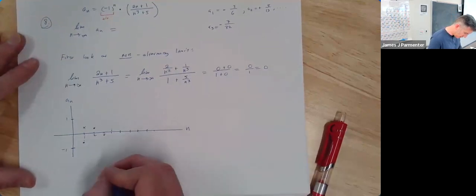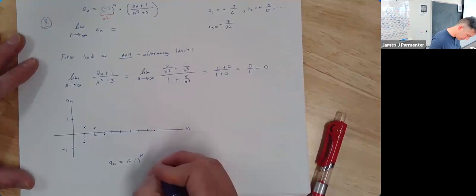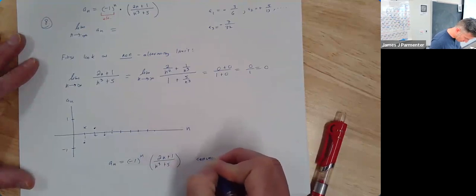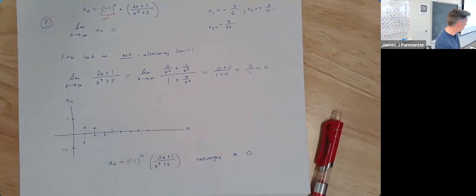So this sequence, a sub n equals negative 1 to the n times 2n plus 1 over n cubed plus 5, does converge to 0, or has a limit that is 0. You probably don't need to say both. Saying the limit is equal to a number is equivalent to saying the sequence converges to that number. Just be careful about the way you're phrasing things.